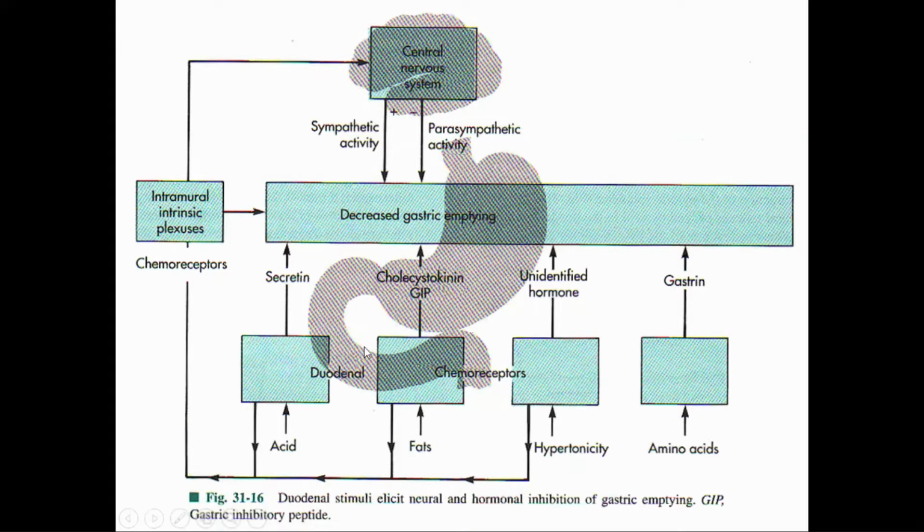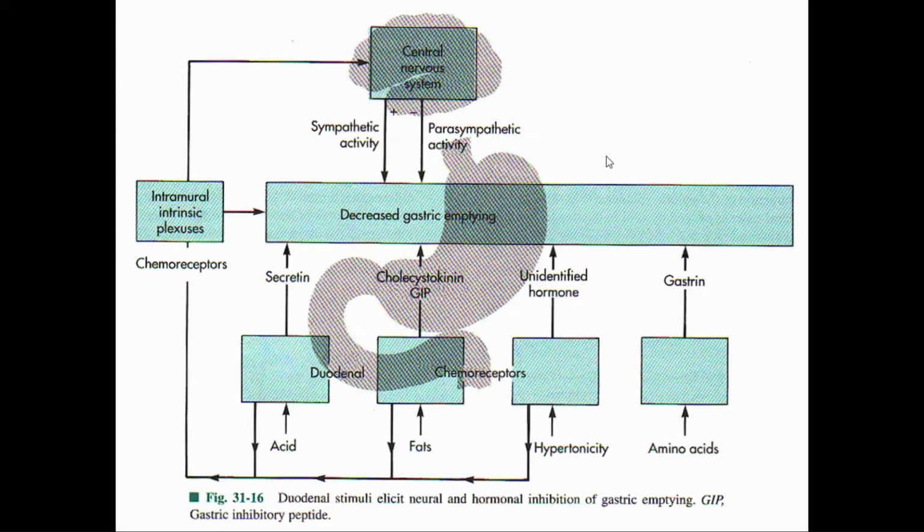Secretin decreases gastric emptying. Okay, secretin is produced in response to acidic chyme in the duodenum, and secretin decreases gastric emptying. Right? Then cholecystokinin and gastric inhibitory peptide are released in response to fats and proteins in the duodenum, and they also decrease gastric emptying. If there is hypotonicity, that also decreases gastric emptying. And gastrin itself inhibits gastric emptying. Okay, it decreases gastric emptying.